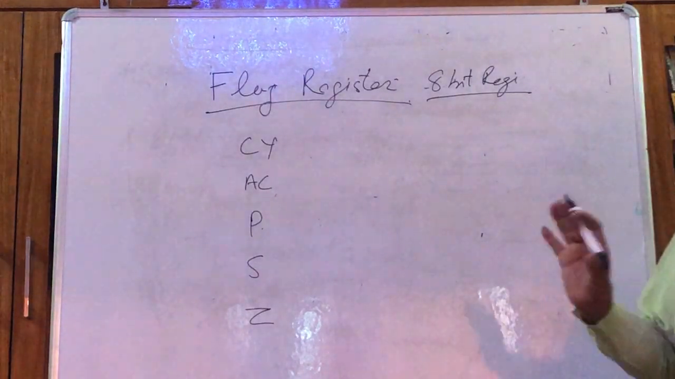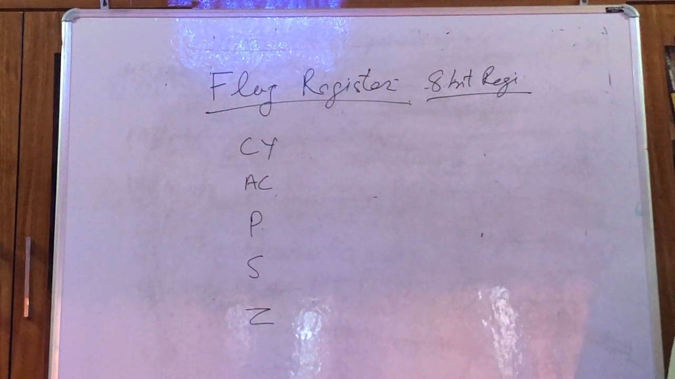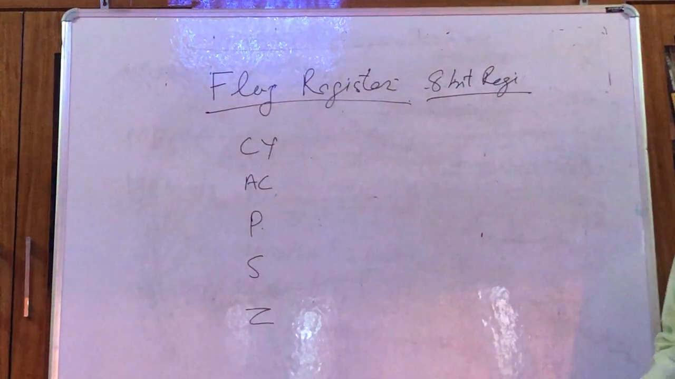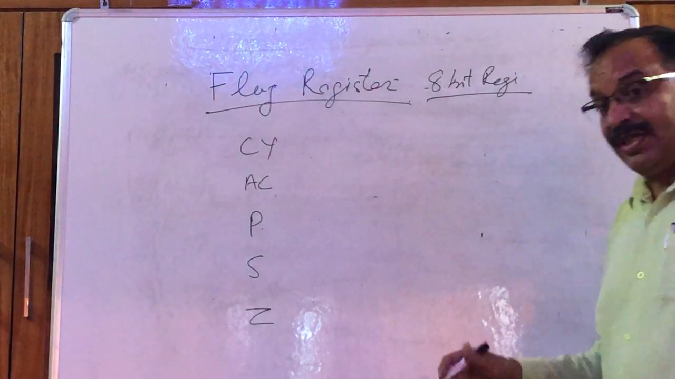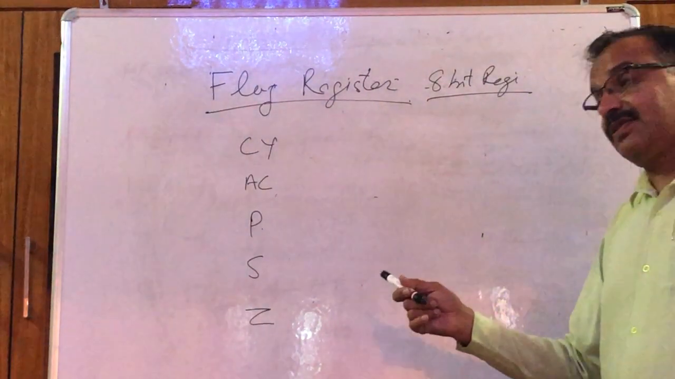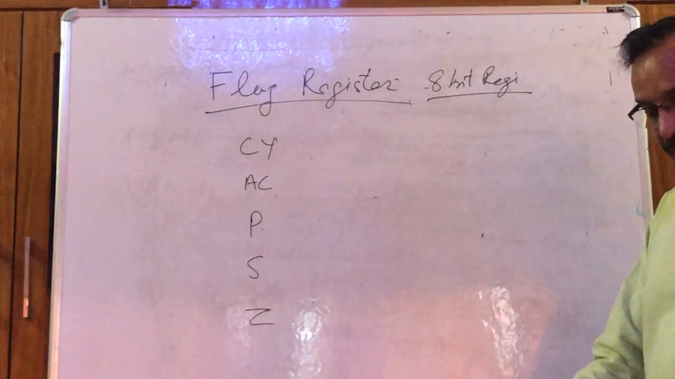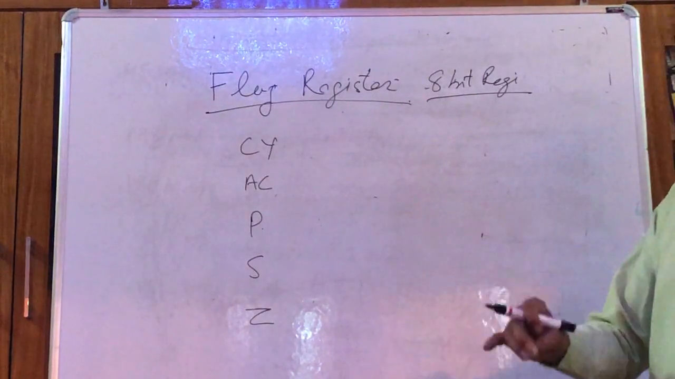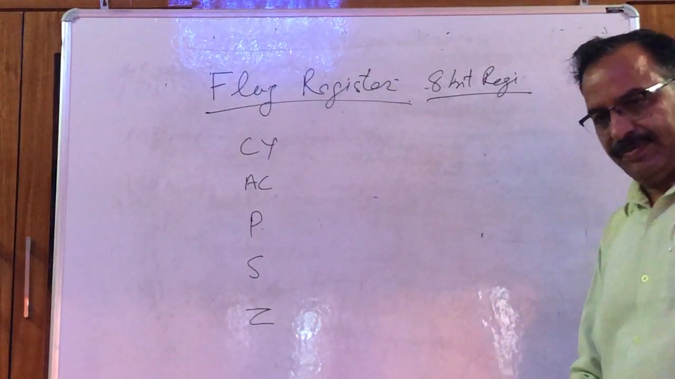They represent these five different status conditions of the current result, which most of the time is available in the accumulator. Right? Sometimes some say it reflects the status of the accumulator. No. It reflects the status of the current arithmetic or logical operation.